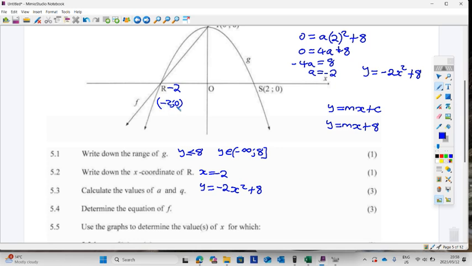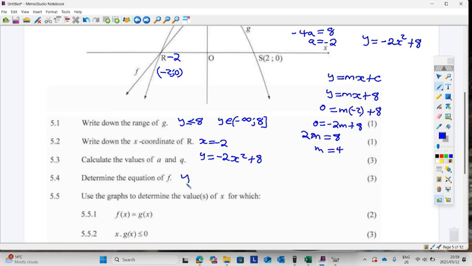Your x is negative 2, your y is 0. So 0 is equal to m times negative 2, plus 8. So 0 is equal to negative 2m plus 8. Take your negative 2 to the other side. We have positive 2m is equal to 8. Divide both sides by 2. Your m is equal to 4. So the equation there is y is equal to 4x plus 8. y is equal to 4x plus 8.